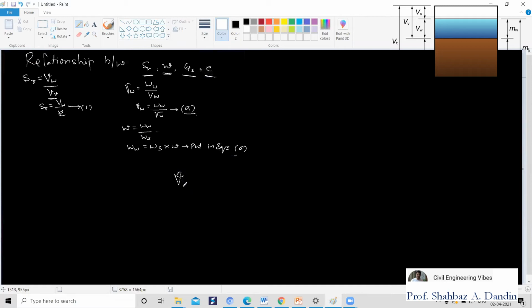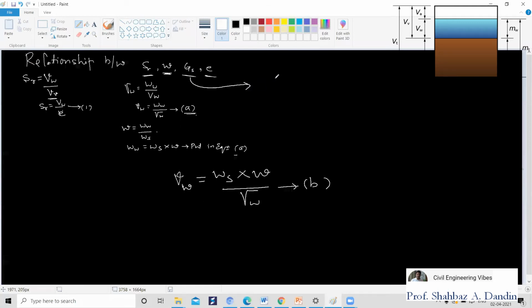I can write it as equation A क्या है? VW is equal to weight of solids into W divided by the unit weight of water. I'll be putting up this as an equation B. Okay, I will go with another one.